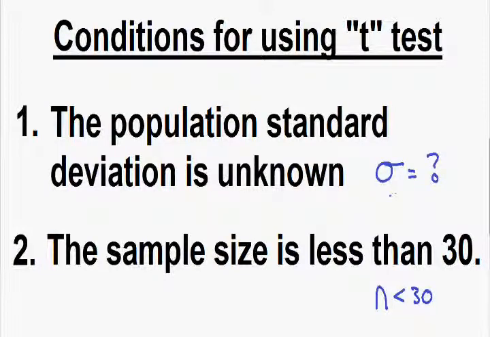If our population standard deviation is unknown and the sample size is less than 30, both of those conditions need to be met. Then we need to use our t-test. I'm going to talk about these conditions a little bit more once we get started with an example, and I think it'll make a little more sense.